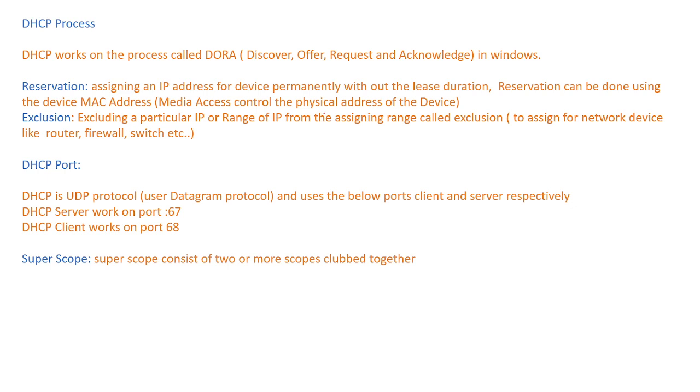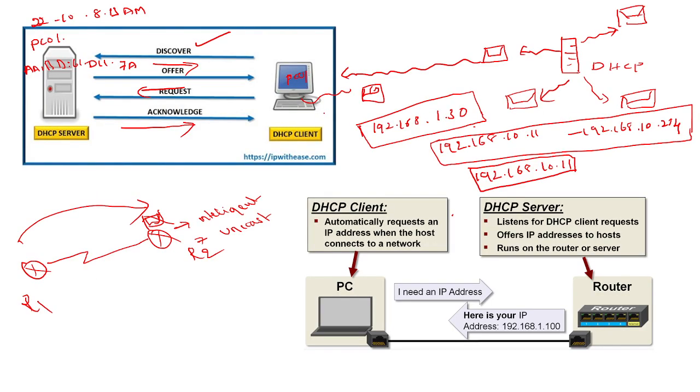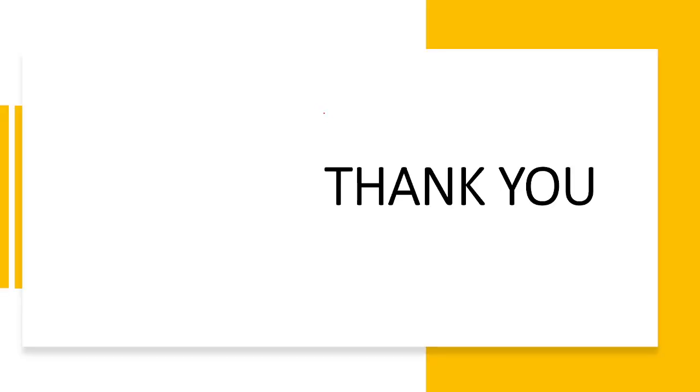DHCP works on port numbers 67 and 68. Superscope means clubbing two or more scopes together. We call it a superscope. You learned about allow and deny rules, and also the DHCP DORA process, how the DORA handshaking happens. And you also learned about the DHCP relay agent, and the characteristics of the DHCP packets and the router. That's all about DHCP theory. Thank you. Let me stop the recording here.